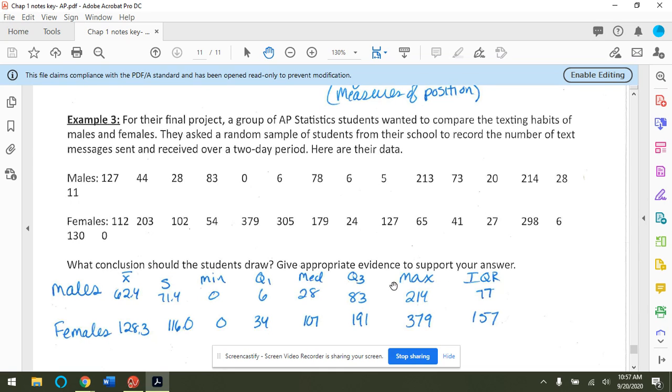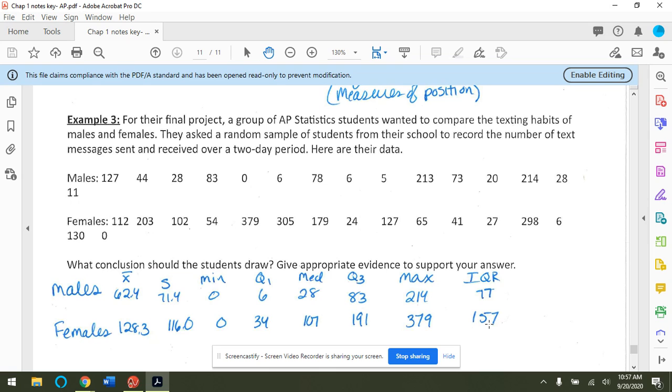I did my IQR. I did Q3 minus Q1, 77. Q3 minus Q1, 157. So the middle 50% of males is spread out over 77 text messages. The middle 50% of females is spread out over 157 text messages.